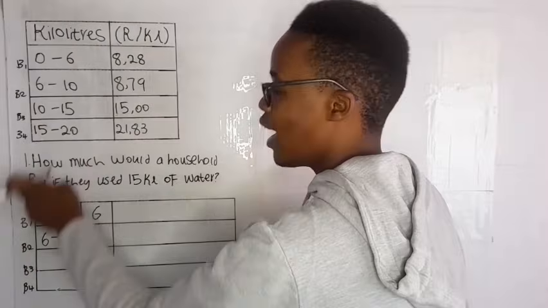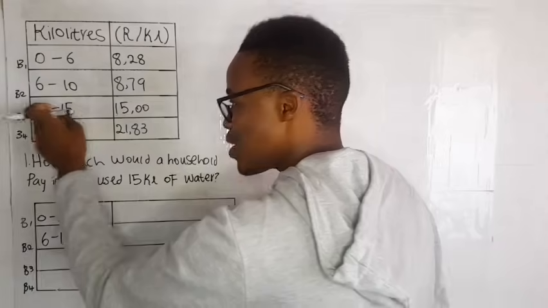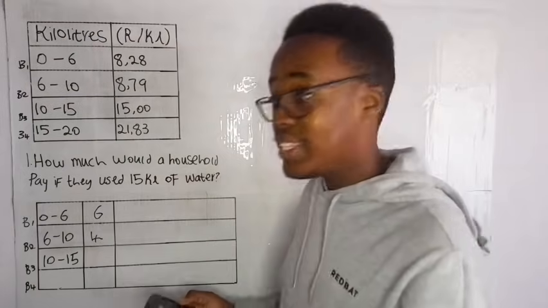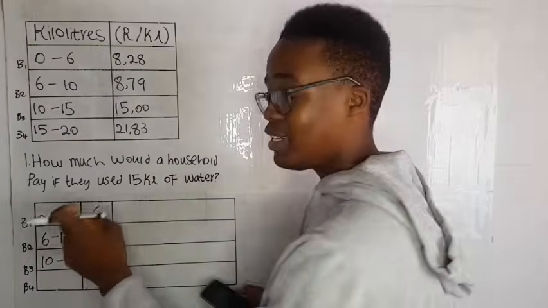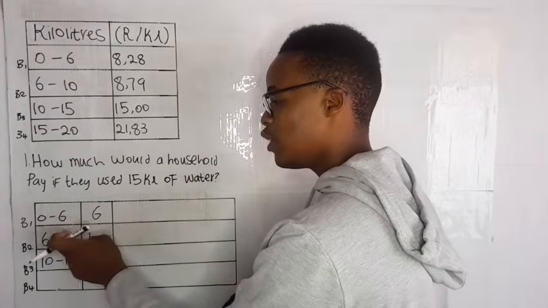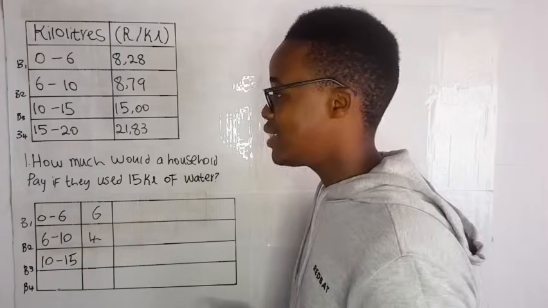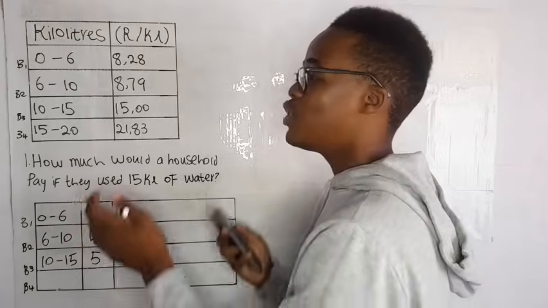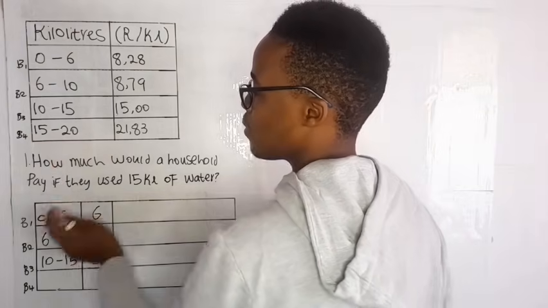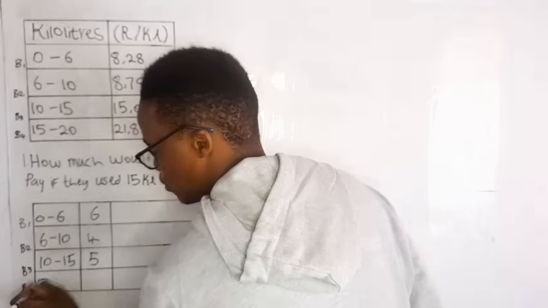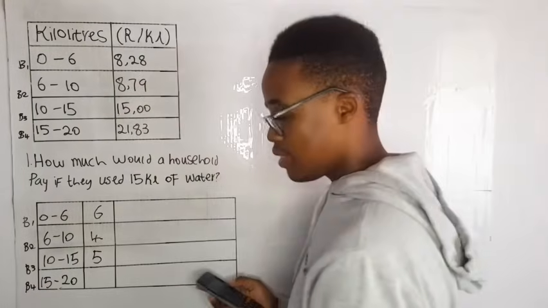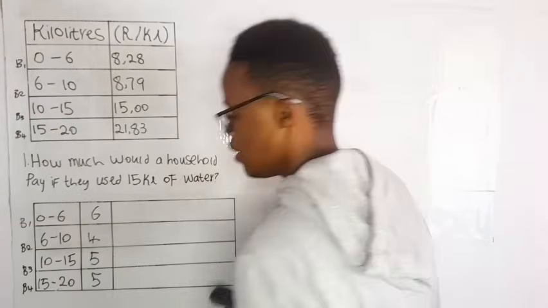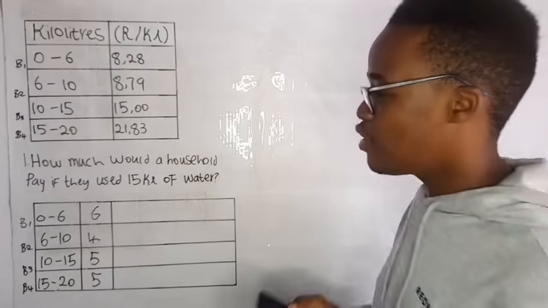You go to the third block, and on the third block on your table, you write the same thing, 10 to 15, and then you write the interval. You say 15 minus 10. Please remember that we use the number above, not the number on the same block. So 15 minus 10 gives us 5. We go to the last block, the fourth block, 15 to 20. You rewrite it here, and the interval is 20 minus 15, which gives you 5.